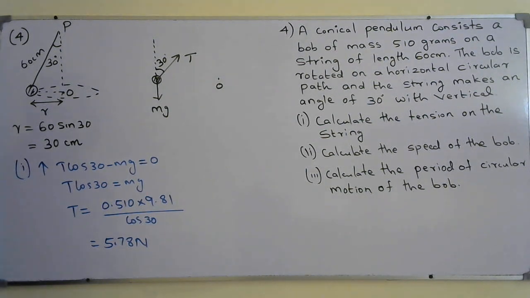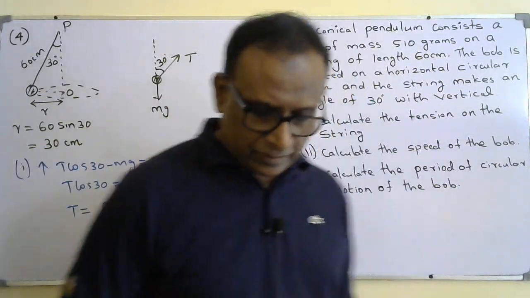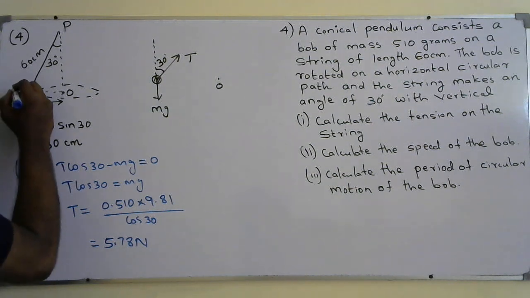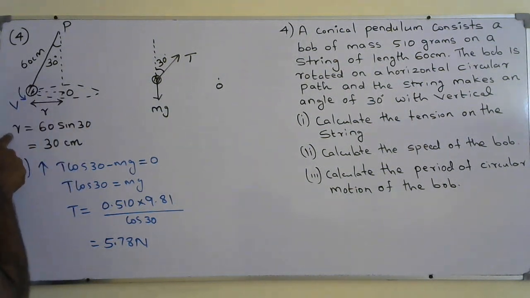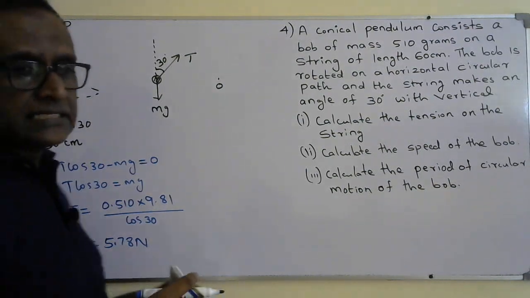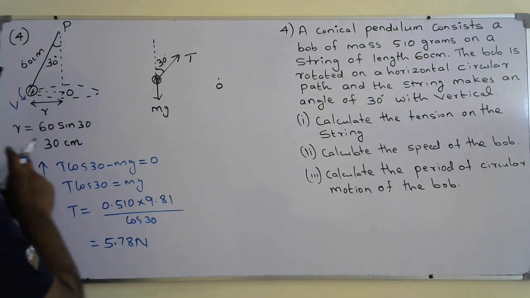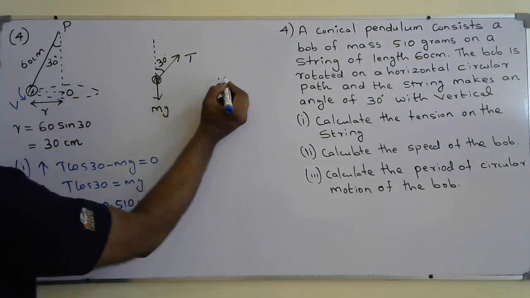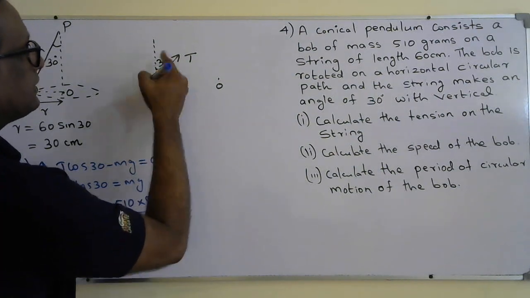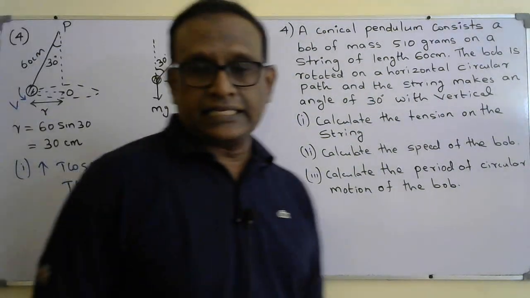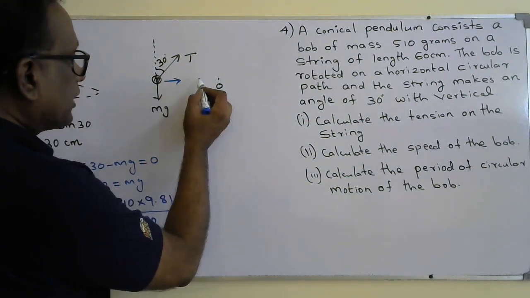Okay, second part, calculate the speed of the bob. It's moving on a circular path, and I can say it's moving at a constant speed. If I say the speed is v, this is the center, and I found the radius 30 centimeter, which means 0.3 meters. The required centripetal force for the circular motion, towards the center, is provided by the component of the tension, which is T sine 30, because weight is vertically down and has no horizontal component.